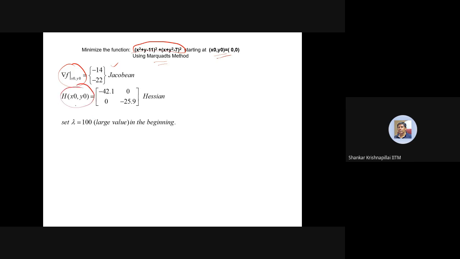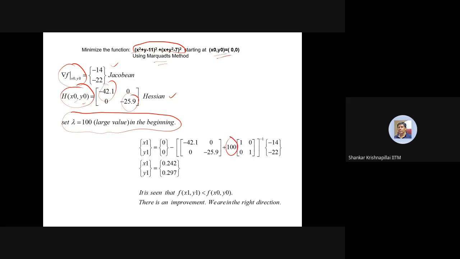Then you find the second derivative matrix at X0, Y0. So you get minus 42.1, minus 25.9, which is the Hessian matrix. First we give a large value of lambda, so it will represent Cauchy's method. So a large value of lambda is given here.